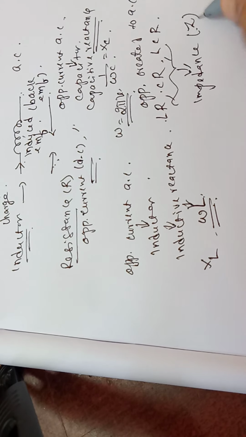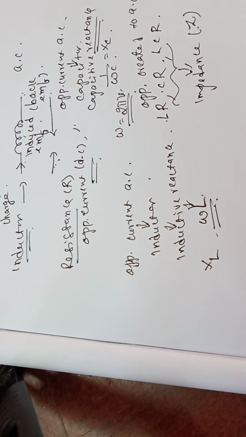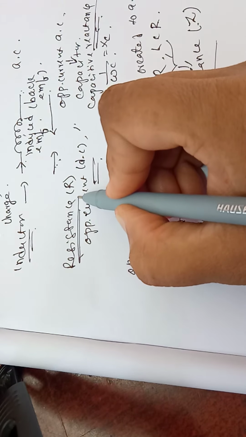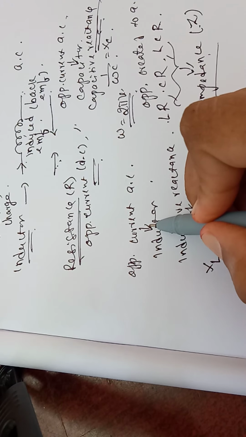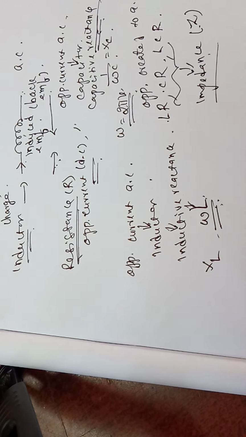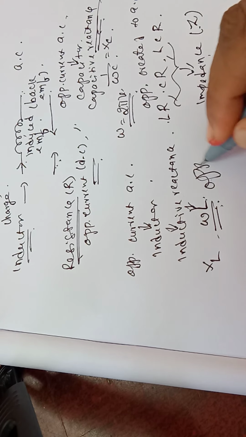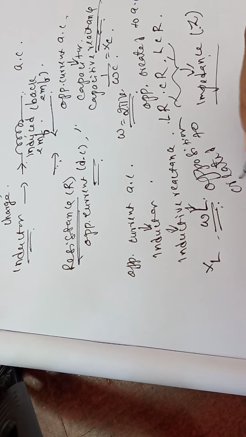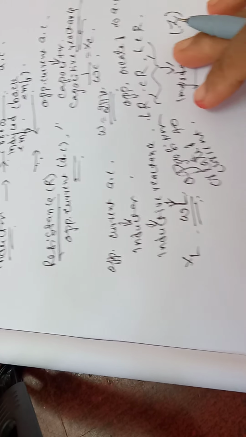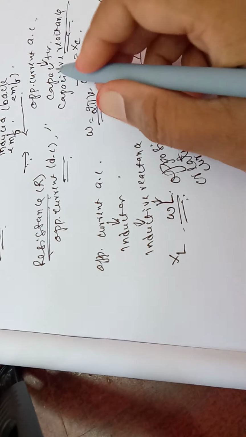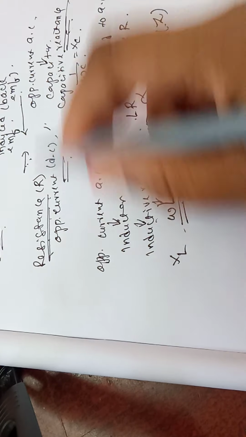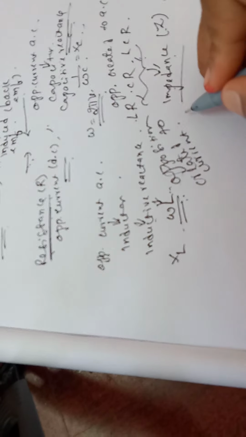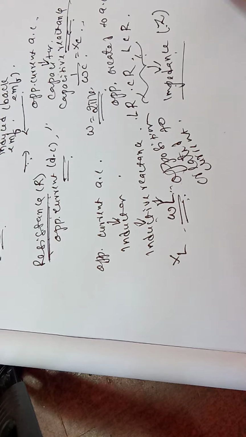We call it impedance, denoted by Z. So whether we say reactance, impedance, or resistance, it all means the same thing: opposition created to the current. Depending upon the components we are using, and the combination of these components, we will use the term either resistance, reactance, or impedance.